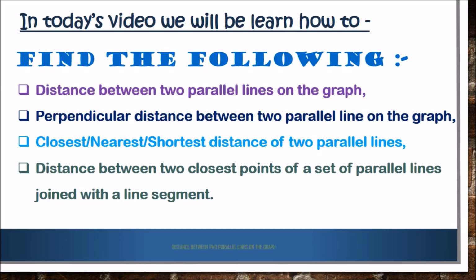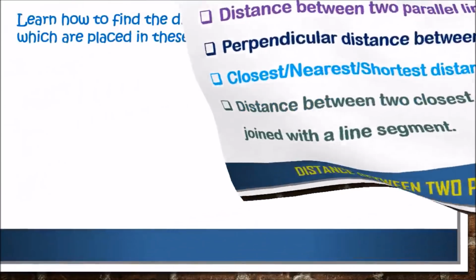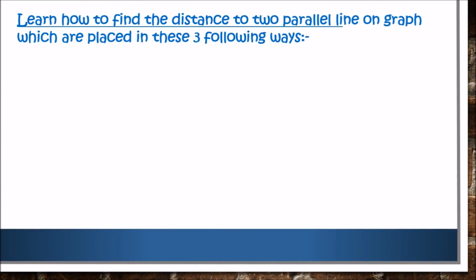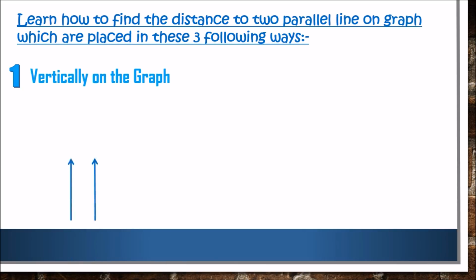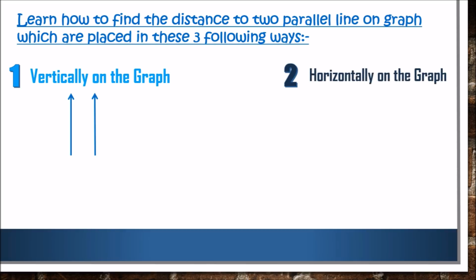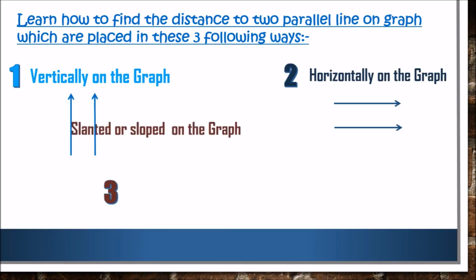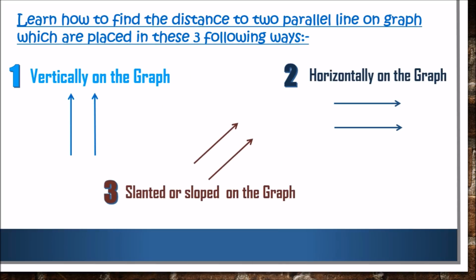So let's find out what exactly we will be learning in this video today. We will learn how to find out the distance of two parallel lines on a graph, which are placed in three following ways. Number one is the parallel lines which are placed vertically on the graph. Number two is the parallel lines which are placed horizontally on the graph. Number three are parallel lines which are placed slanted or sloped on the graph. This is exactly what we will be doing in our lesson today. So let's get started with our lesson.